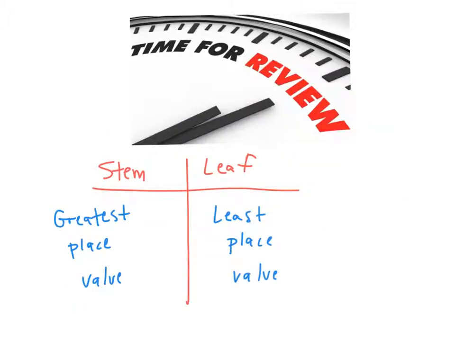Time for a quick little review. So remember, stem and leaf plots, they have stems and they have leaves. The stem is the greatest place value, and the leaf is the least place value. When you have it written as 1, 4, this is the number 14. If you have 1, 4, and then 1, and then 4, 9, that's the number 14, and that's also the number 19.